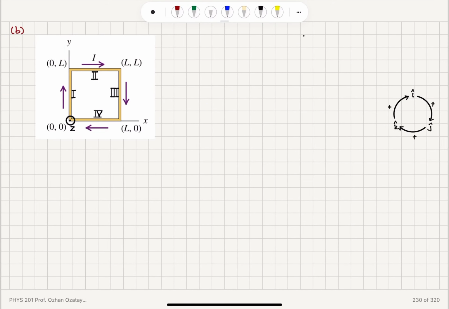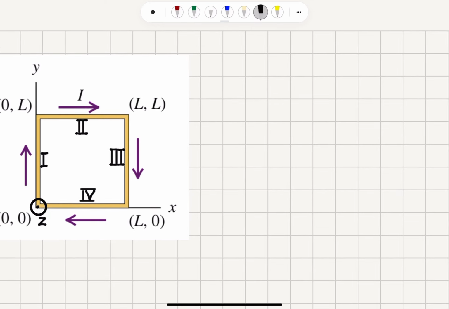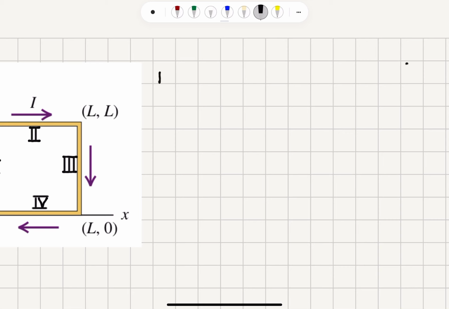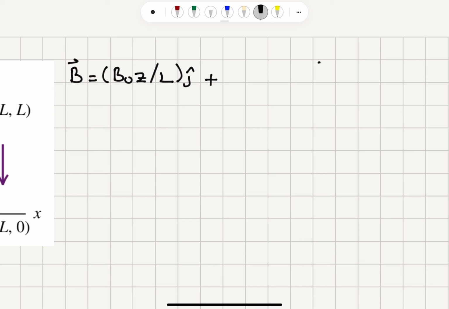All right, so I'm looking at this loop of current here. It has 4 sides, 1, 2, 3, and 4. And once again, my magnetic field is given as B equals B0 z over L in the j hat direction plus B0 y divided by capital L in the k hat direction.